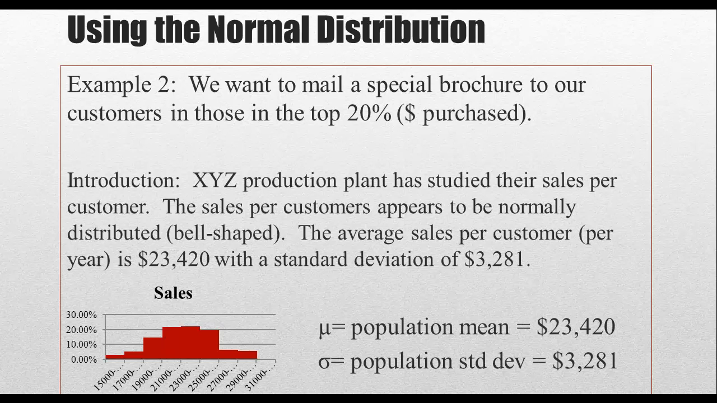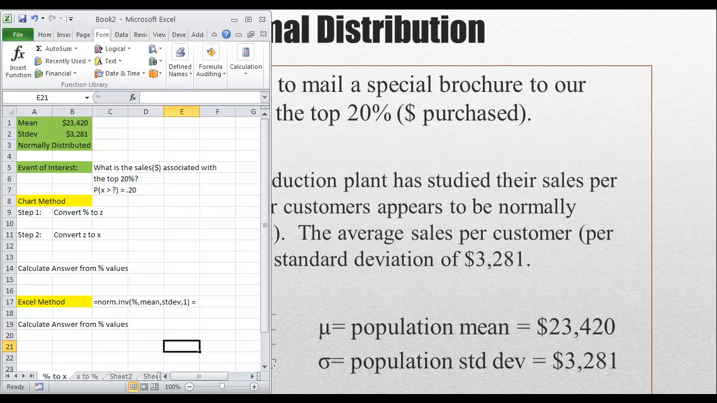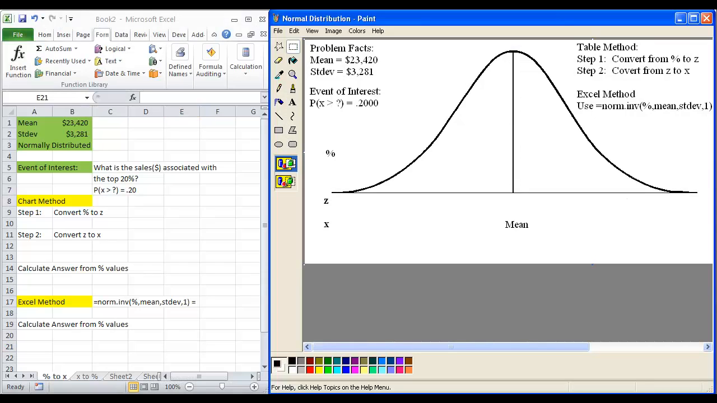So again, we have XYZ production plants. They studied their sales per customer, and when you look at the bell-shaped curve below, it appears to be mostly bell-shaped. The average sales per customer is 23,420, with a standard deviation of 3,281. So we know we can use a normal distribution, with a mean of 23,420 and a standard deviation of 3,281. Let's go ahead and work this problem.